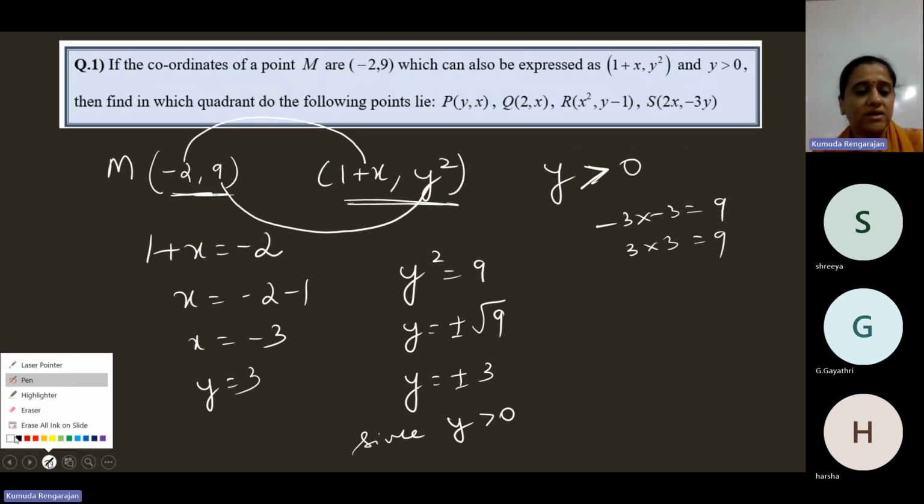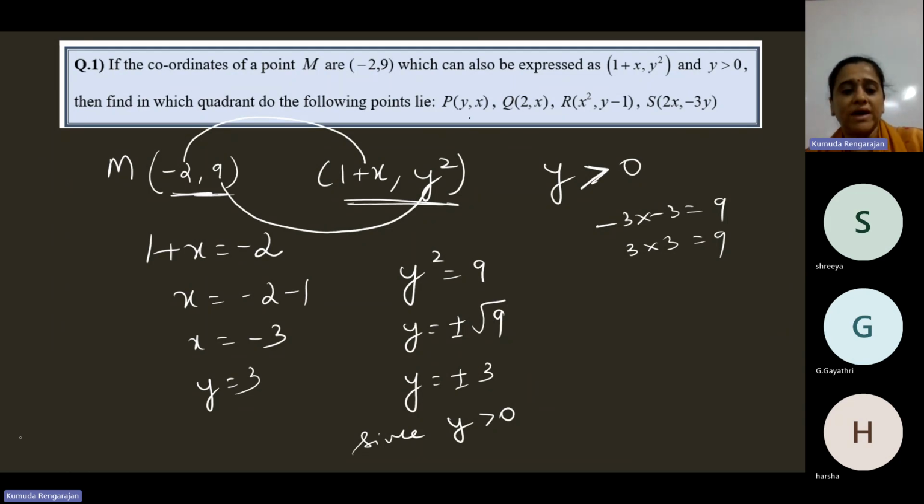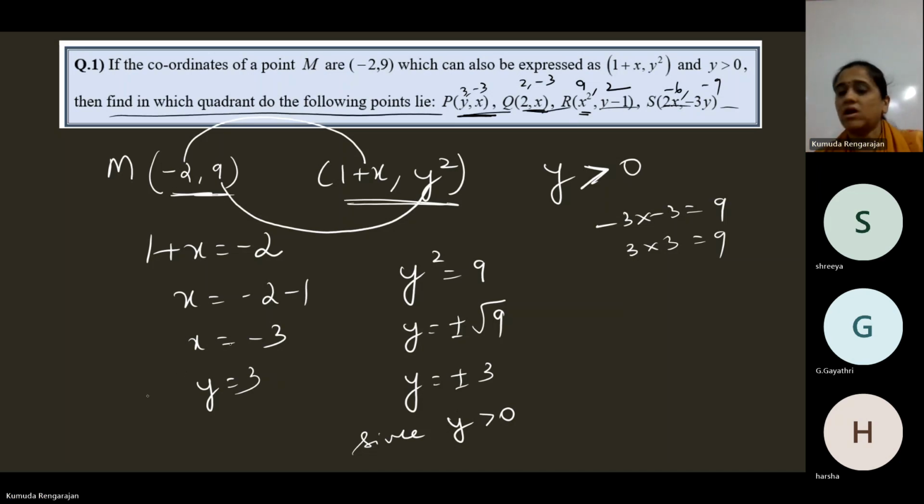Now you'll have to find these coordinates. y comma x: what is y comma x? 3 comma -3. Got that? Then 2 comma x, so 2 comma -3. And then x squared, -3 into -3, 9, comma y minus 1, 3 minus 1, 2. 2x, 2 into -3, -6, comma -3y, -3 into 3, -9. Now you will have to identify in which quadrants these points lie. All right? Yeah.